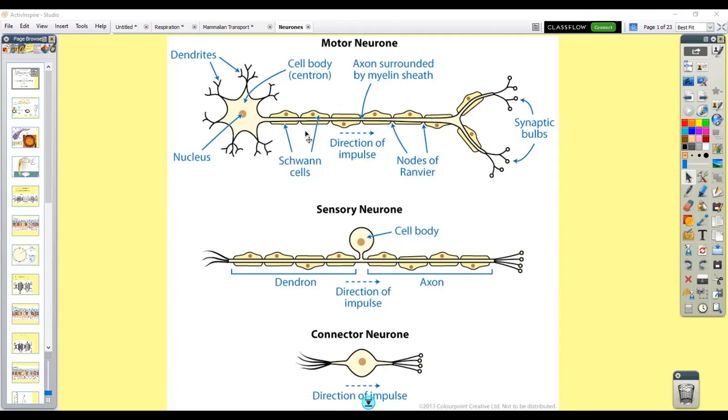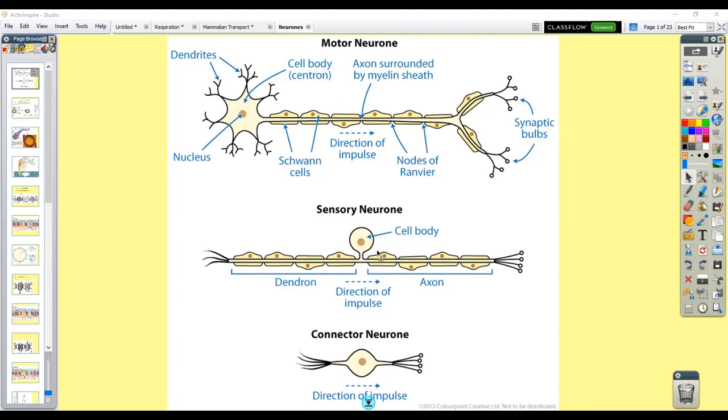They also have these Schwann cells that we'll take a look at that wrap around. They provide an insulating layer around neurons, which allows impulses to travel faster. They have dendrites, which you can see at the end, which allow them to make many connections. And they have synaptic bulbs at the other end of the neuron, again, to make connections with other neurons.